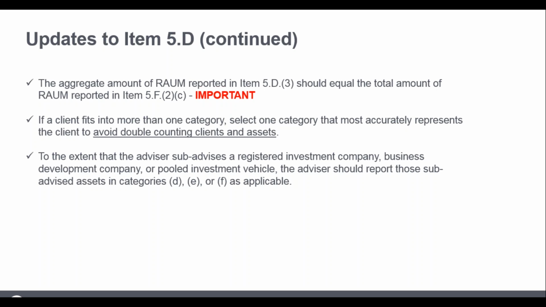And as with the other categories here, if a client fits into more than one category, you are going to want to put them in the category that most accurately represents the client, and of course avoid double counting clients or assets. And then to the extent that you sub-advise a registered investment company, a business development company, or pooled vehicles, you're again only going to report on the sub-advised piece of those assets.